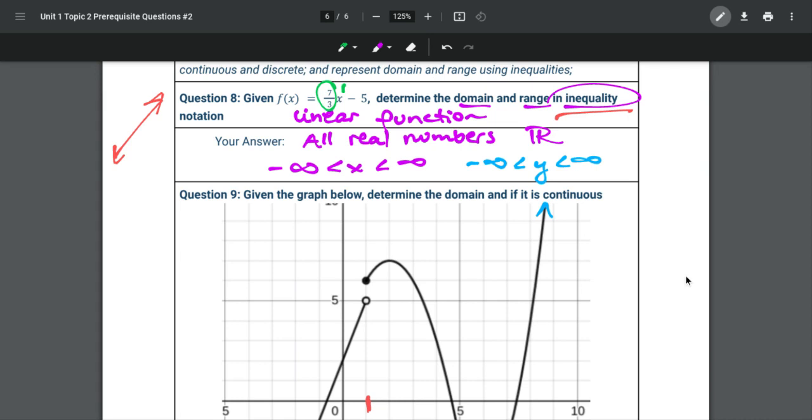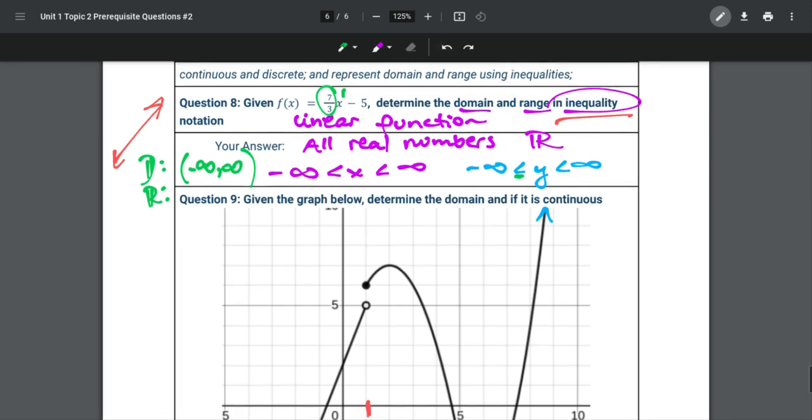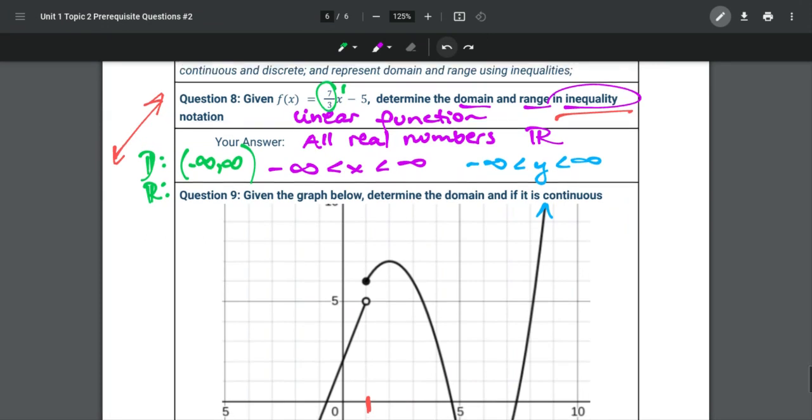Now, could you write it a little bit differently? Yes. You may have seen that notation where they use parentheses. Negative infinity to infinity, boom. And then you would just indicate if you're talking about the domain or the range. In this case, both the same. Now, notice that there is no equal sign. No equal sign with infinity. So don't write this. When you deal with infinity, no equal sign, no brackets.